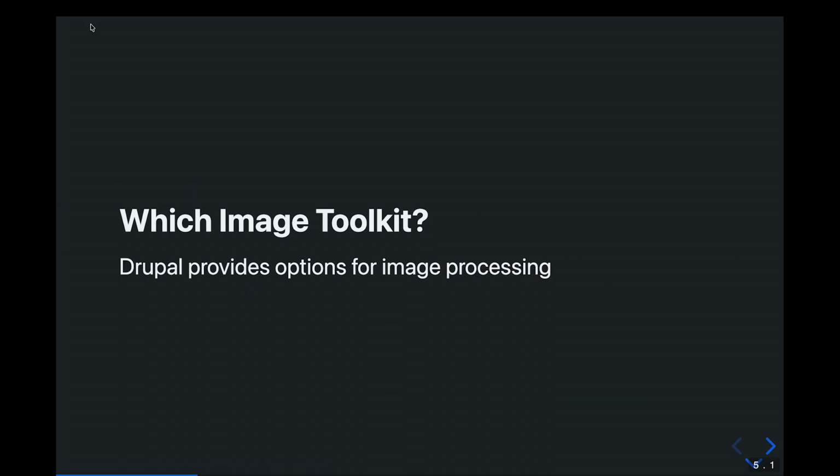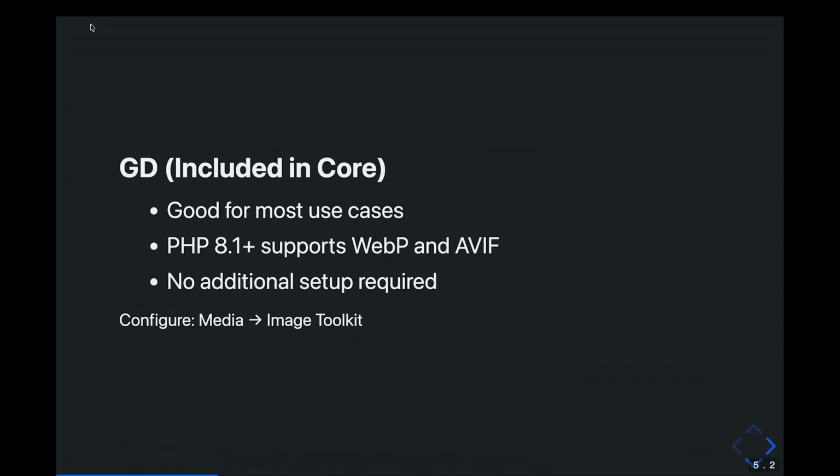Okay, so to actually transform images, Drupal interacts with what's called an image toolkit. There are a couple of major image toolkits out there. The one that's actually included in core and basically available in most PHP situations is GD. It's actually good at this point for most use cases. Since PHP 8.1, it supports both WebP and AVIF. If you're running a little bit older PHP server, it's not going to support AVIF. That's something to be aware of. There's really no additional setup required, and you can configure this by just going to Media, Image Toolkit. You'll notice if you've installed Drupal, it's already set to GD, so you're just there.